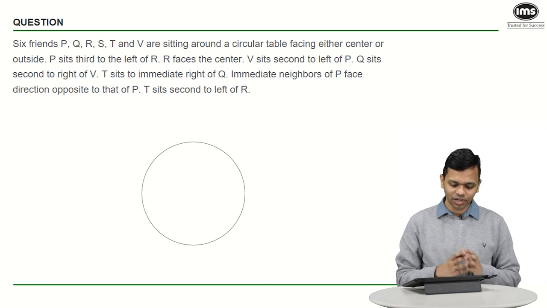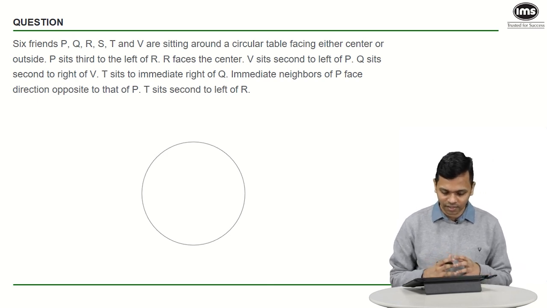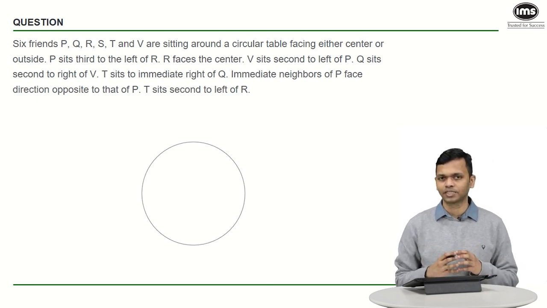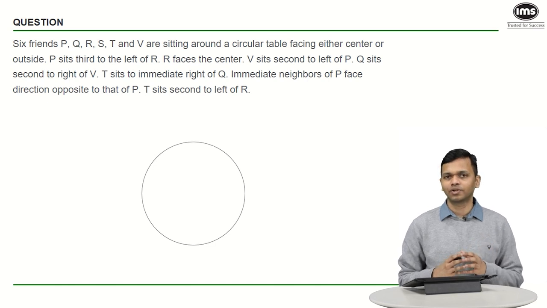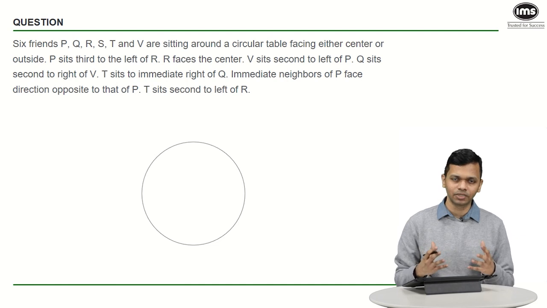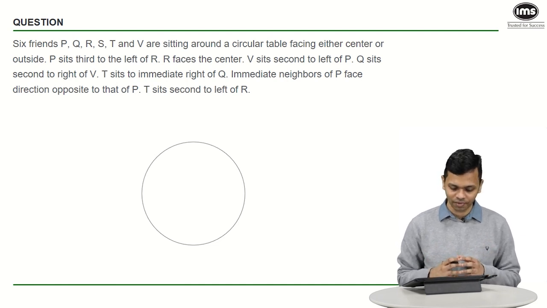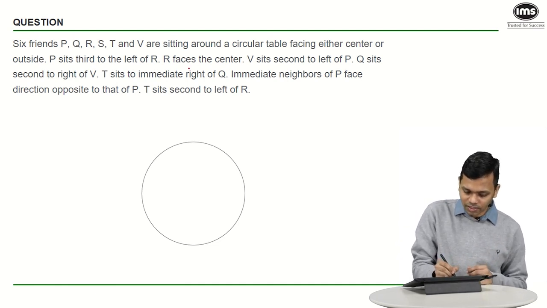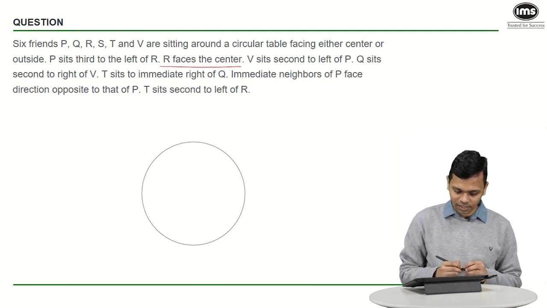P sits third to the left of R faces the center, and so on, and there are some more points that are given to you. The first thing that we'll have to do is fix one person. Now that first person could be anybody, but you have to decide it for yourself. So what I'm going to start with is this, which is R faces the center.